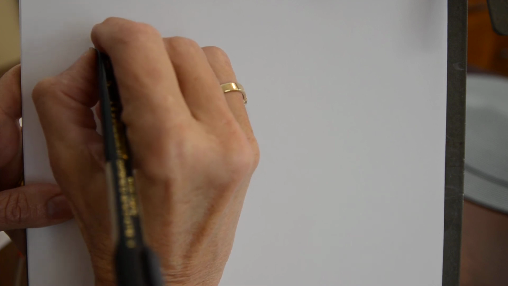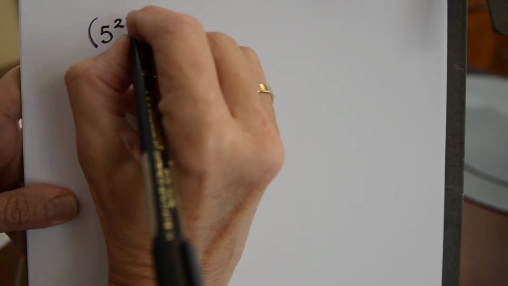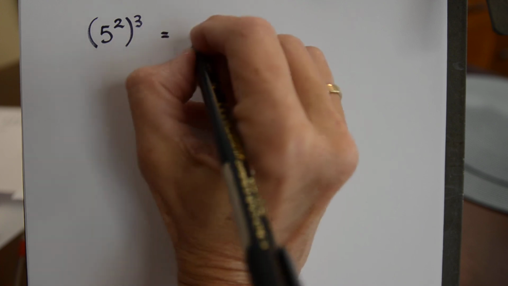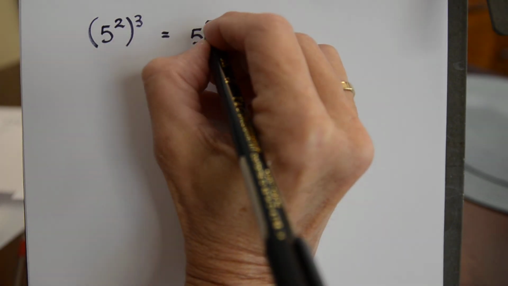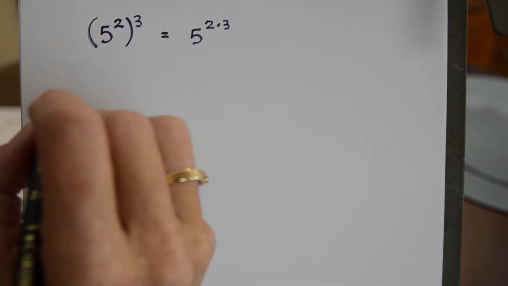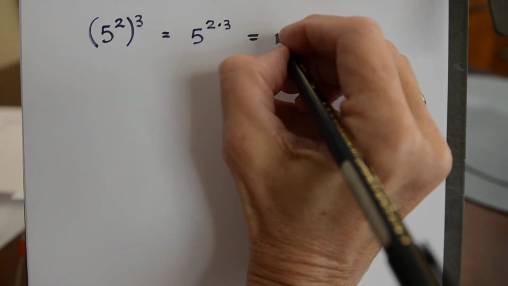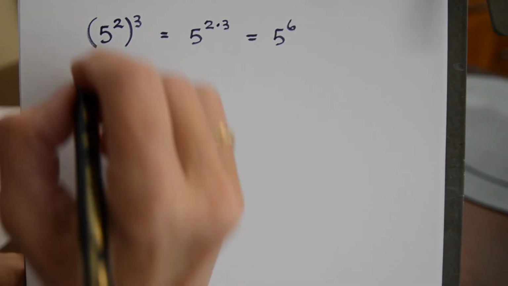Another rule for exponents is taking a base that has an exponent, but then raising it to another exponent. And all you do for that is you leave the base the way it is, and you are going to multiply your two exponents. So the new answer would become 5 to the 6th power.